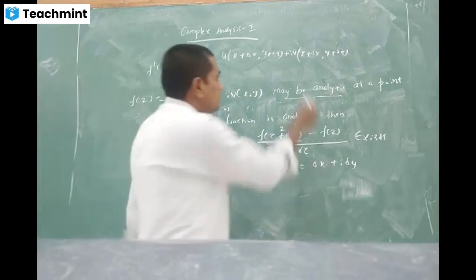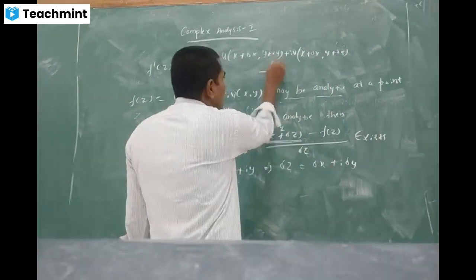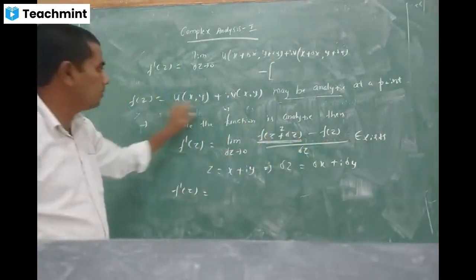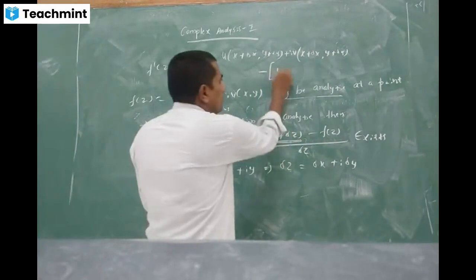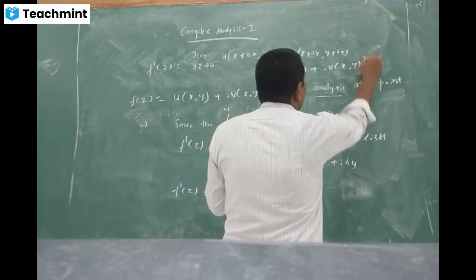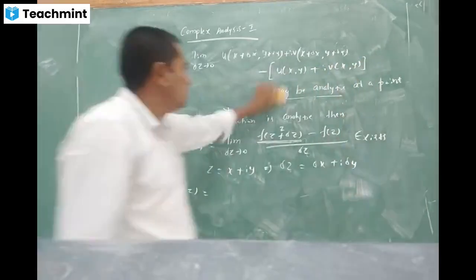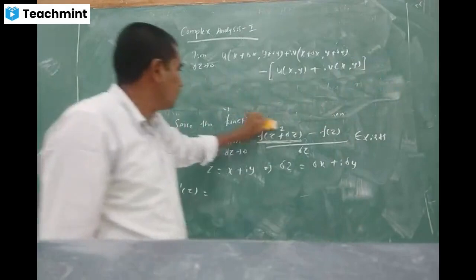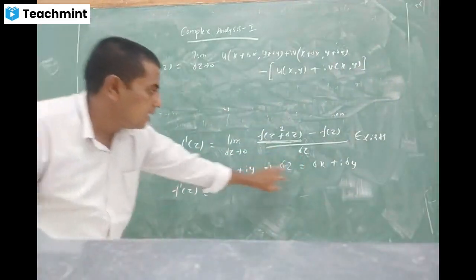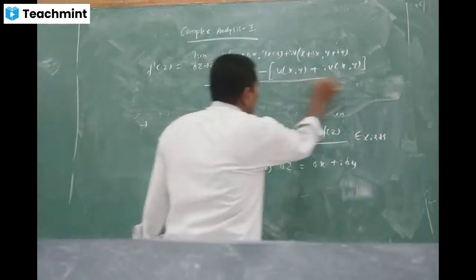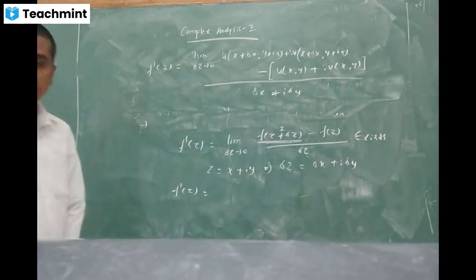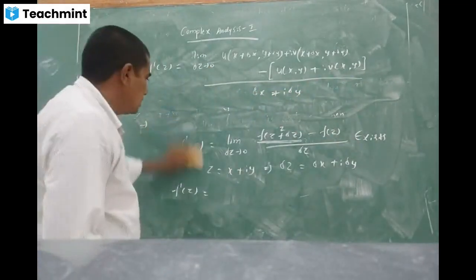Next, minus, I write here minus, use bracket. Next minus f of z. What is f of z now? See here, it is given u of x comma y plus i into v of x comma y, divided by delta z. What is delta z now? Delta z is nothing but delta x plus i delta y. Is it clear?